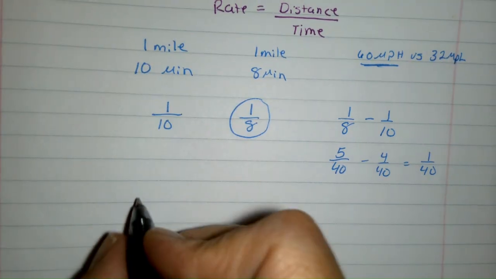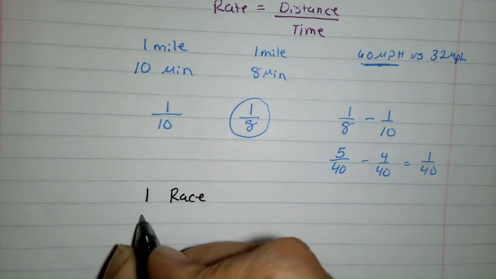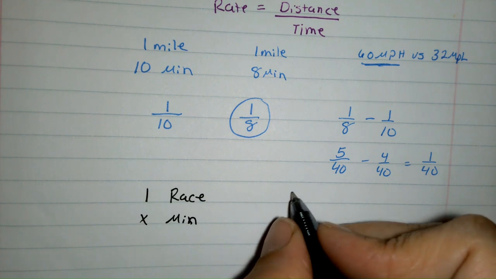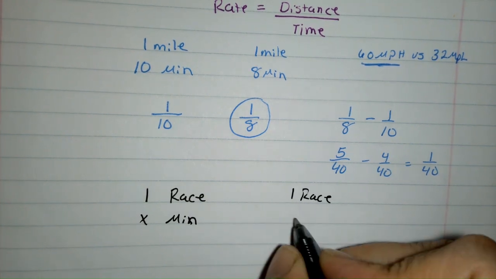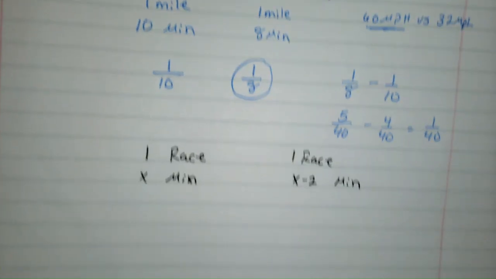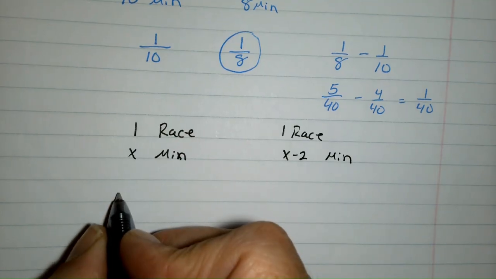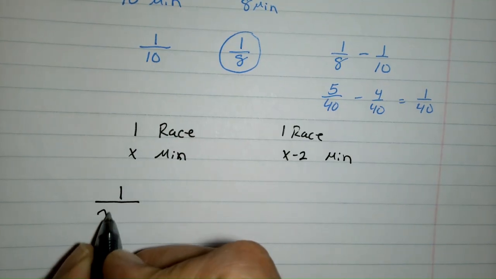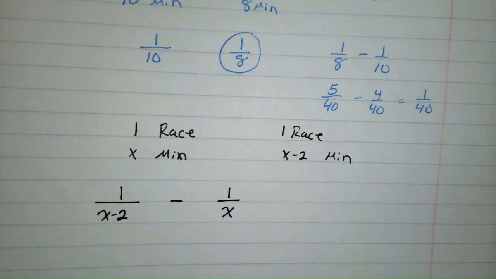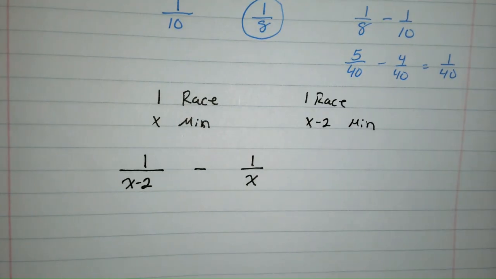So student A has a distance of 1 race in X minutes. And student B has 1 race in X minus 2 minutes. So to find out how much faster, we're going to take the fast student minus the slower student. Again, fast and slow is relative. I don't know if they're good racers. We're just answering the problem.